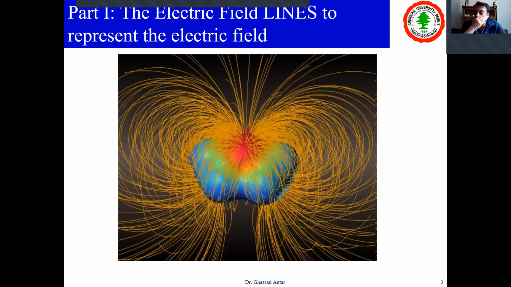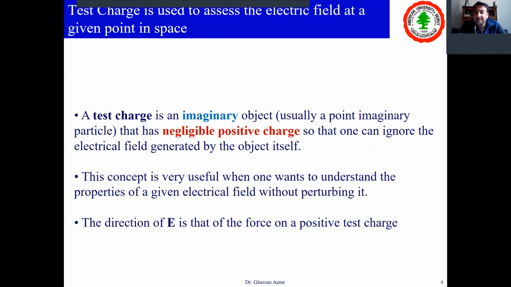This is a representation of the electric field. In order to represent it, we need what we call electric field lines, and this is what we're going to discuss now. It's really to visualize the electric field. To visualize it, we're going to introduce a new concept called a test charge. A test charge is basically an imaginary charge. It's not real, but it will help us in drawing the electric field lines around a real charge.